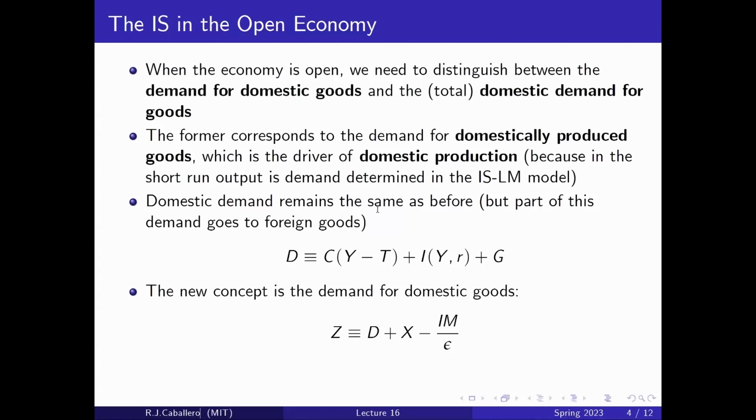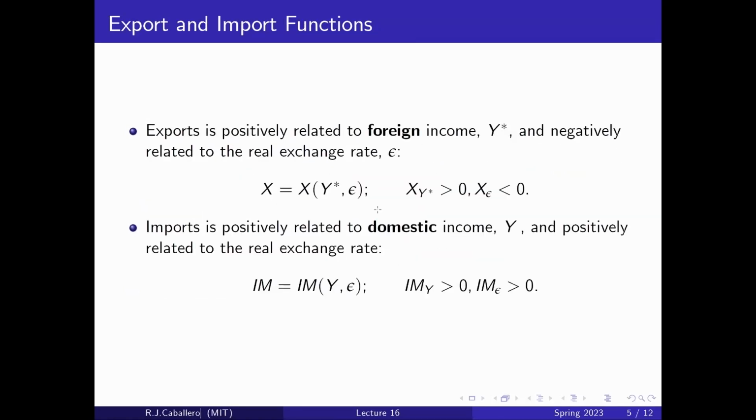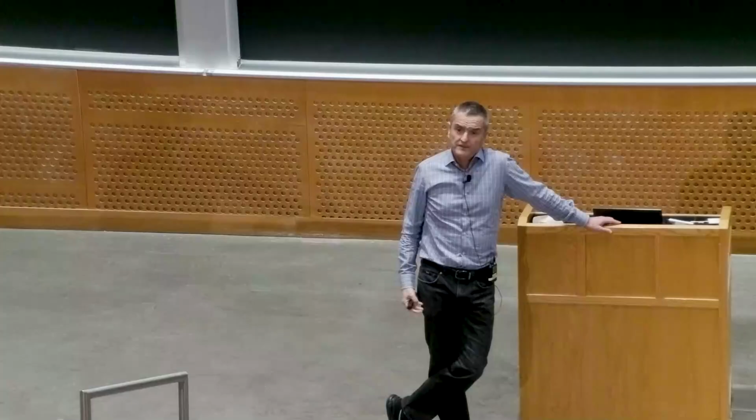So this is our new key concept here, Z, okay? Which is the same as what we used to have, but now we need to understand two more terms, the exports, and that's going to be a function, and imports, which also will be a function. So let me introduce that. So exports, we're going to assume, to simplify things, but it's a sensible behavioral assumption, that exports are increasing in foreign output. That's what a Y star means. And it makes sense. It's the rest of the world.